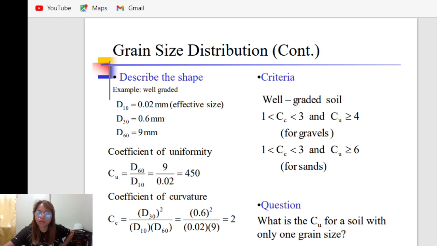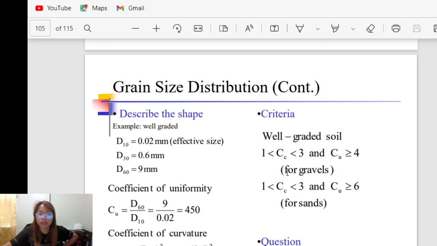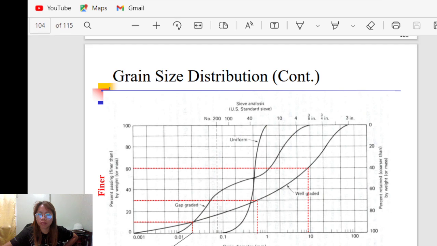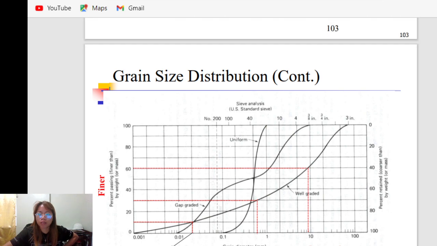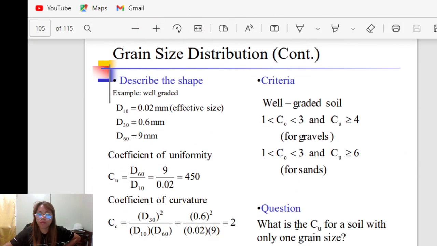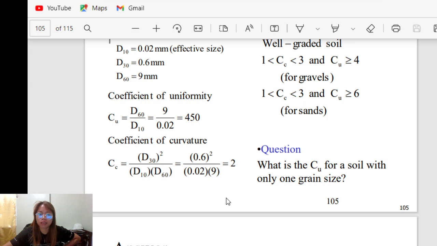Question: what is the coefficient of uniformity for a soil with only one grain size? With only one grain size, the shape of the curve is uniform, no? Because almost all of the grains are the same size, so it is uniform. So what is the answer for this?